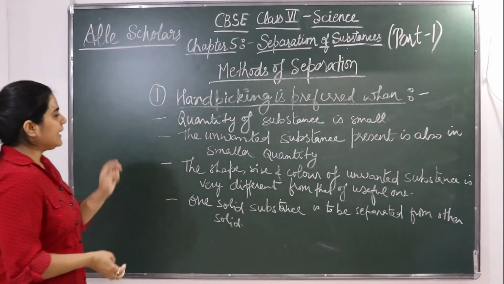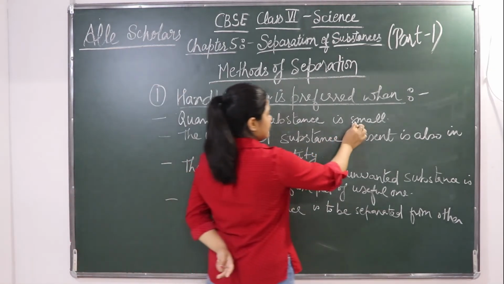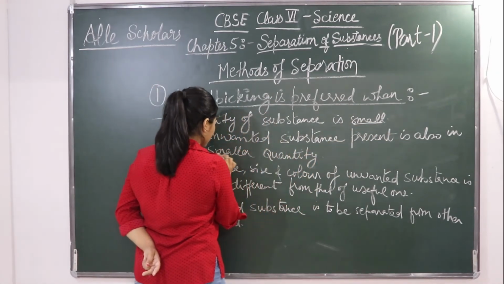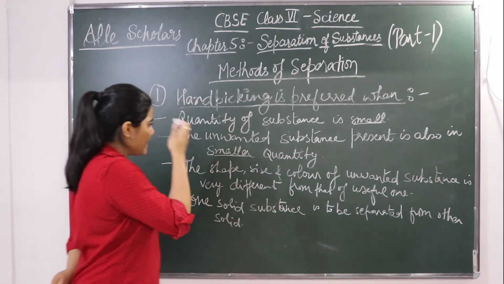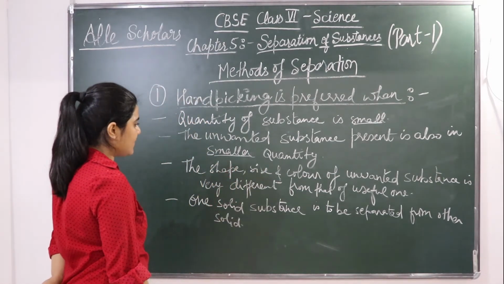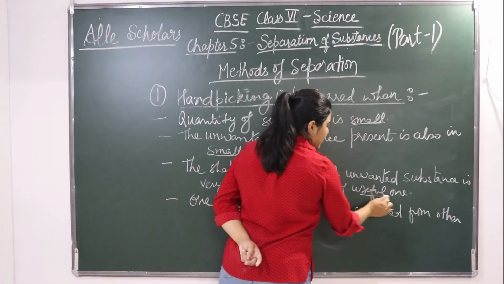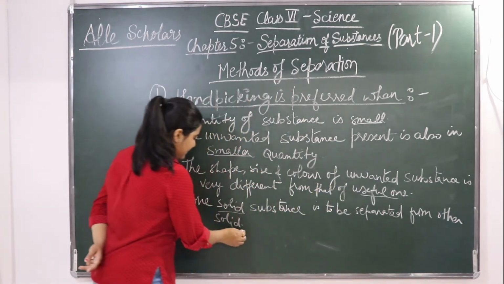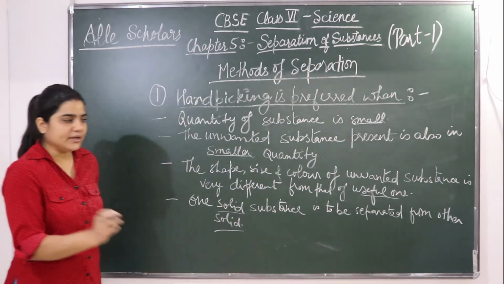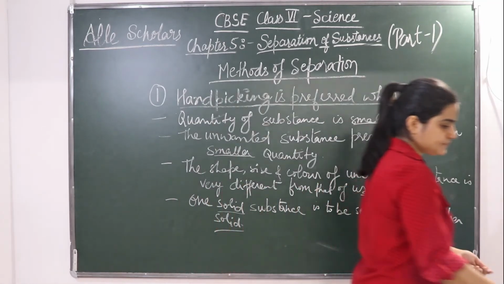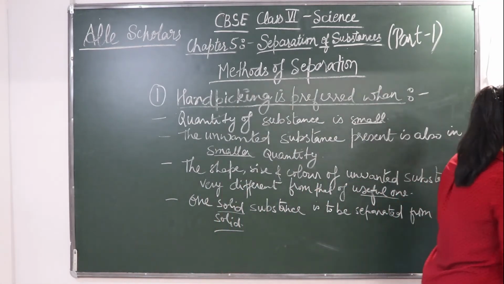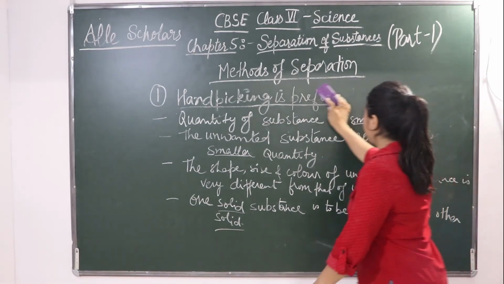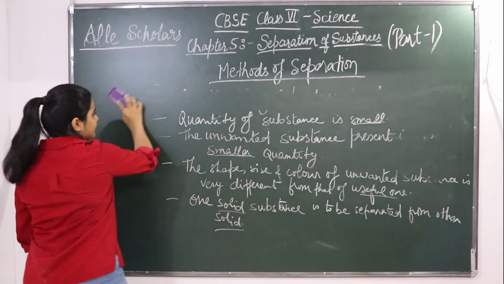Okay, so hand picking is preferred when the quantity of substance is small. Also the unwanted substance present is in a smaller quantity. The shape, size and color of unwanted substance is very different from that of useful substance. One solid substance is to be separated from the other solid, means solid to solid separation is done. Okay. So this was about hand picking. Next method of separation is threshing.